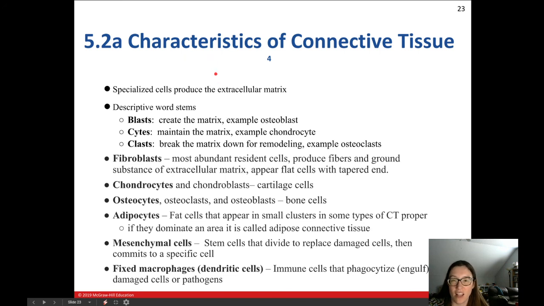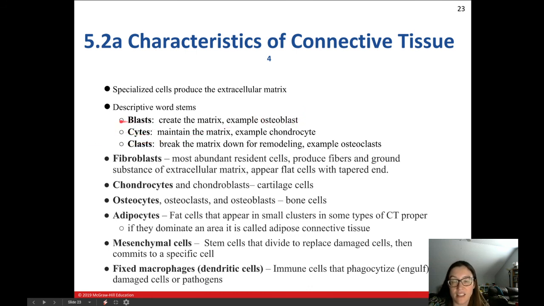So, some of our resident cells. The resident cells are specialized cells that produce the extracellular matrix. Whenever we're talking about these resident cells, we have some descriptive word stems at the end of the word. If the word ends in blast, it means those cells are creating the matrix. An example would be a fibroblast, which we said is making those fibers, or an osteoblast, which makes bone, because osteo means bone.